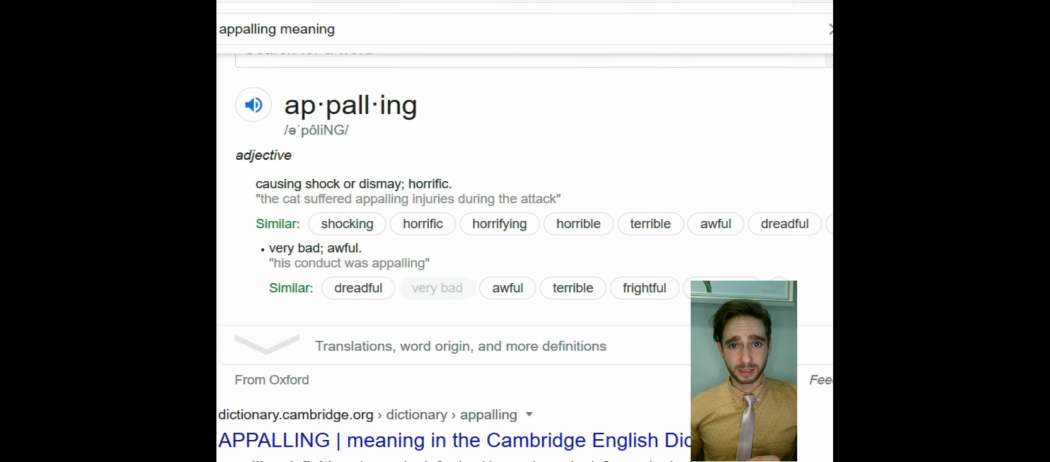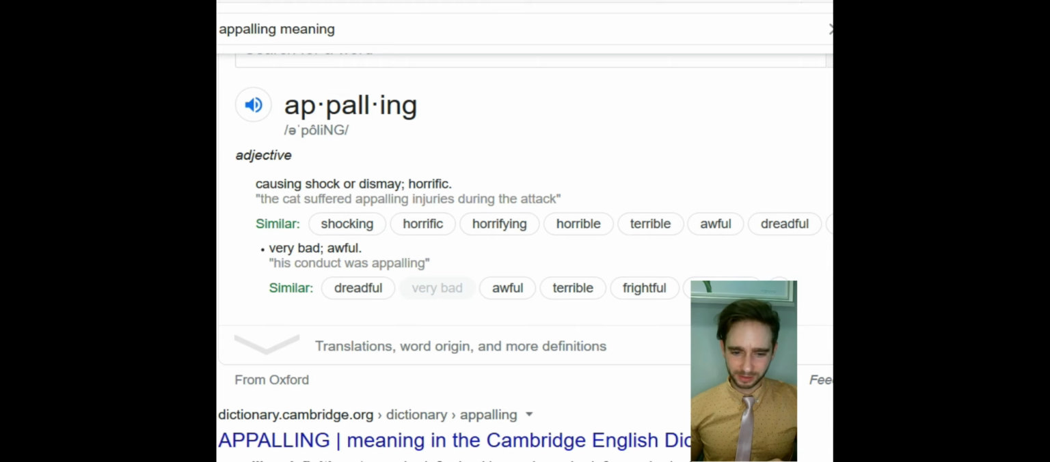The first word is appalling. Appalling means something that causes shock or dismay, something that is horrific, very bad or awful, something that's not very nice. If I say this particular home is appalling, you can imagine that it looks very awful or very bad. So let's quickly take a look at an appalling home.